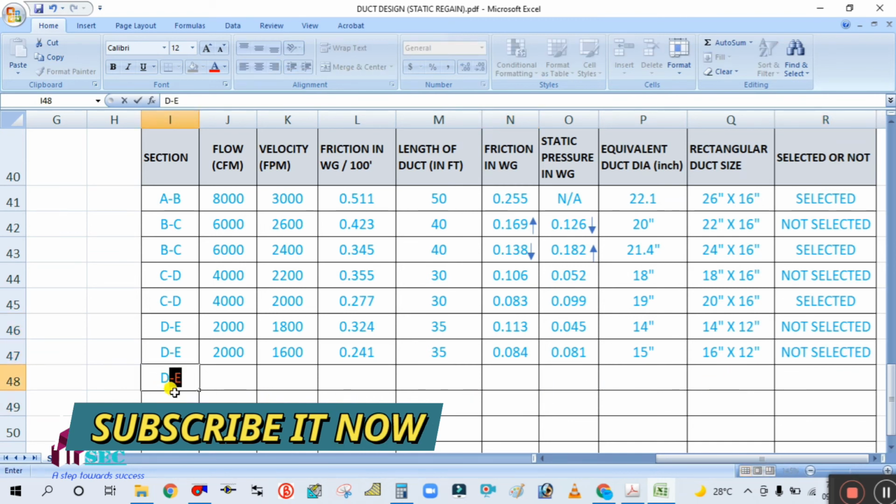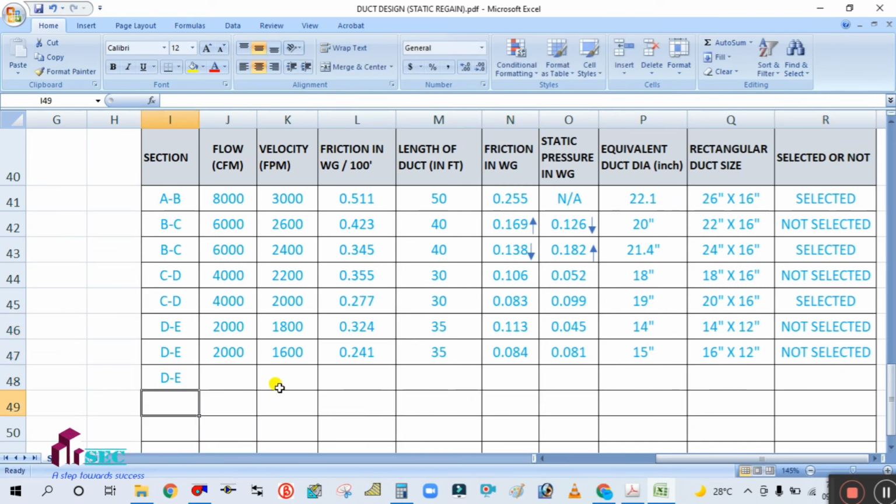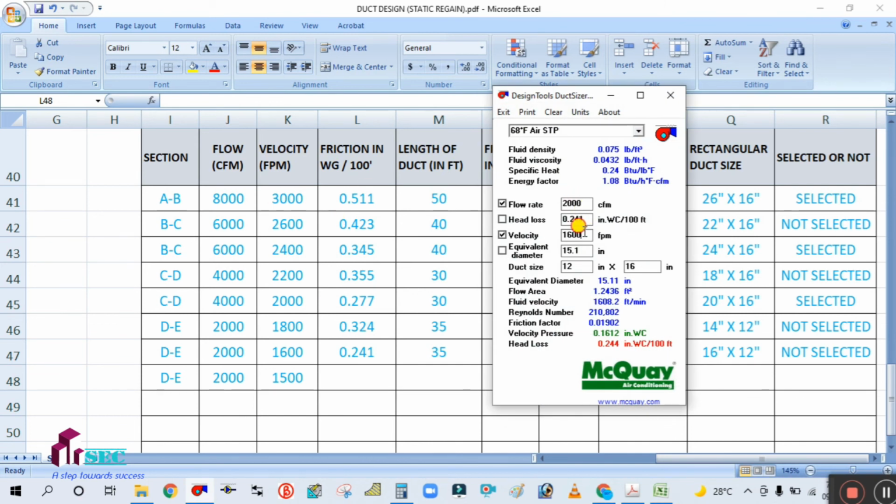Again we need to check. This is the trial and error method, so you have to assume and check. That's why it is a time-taking method but an accurate method. Again we need to assume another velocity, 1400 or 1500, because it's minor, so 1500. With this velocity, simply change the velocity here to 1500.